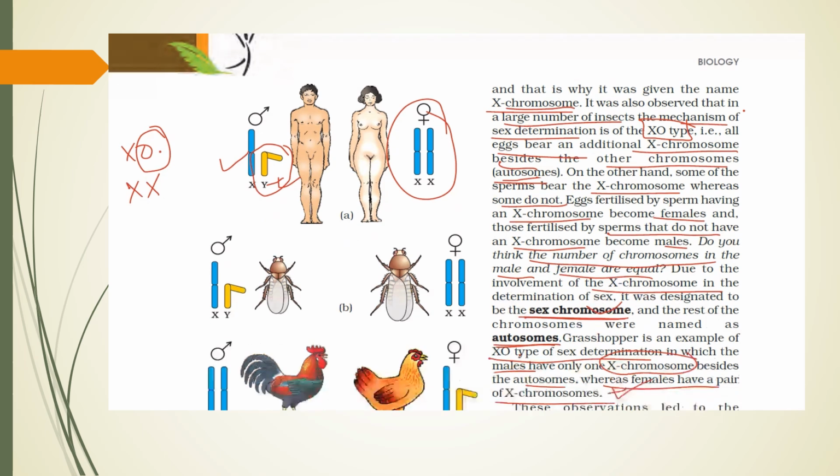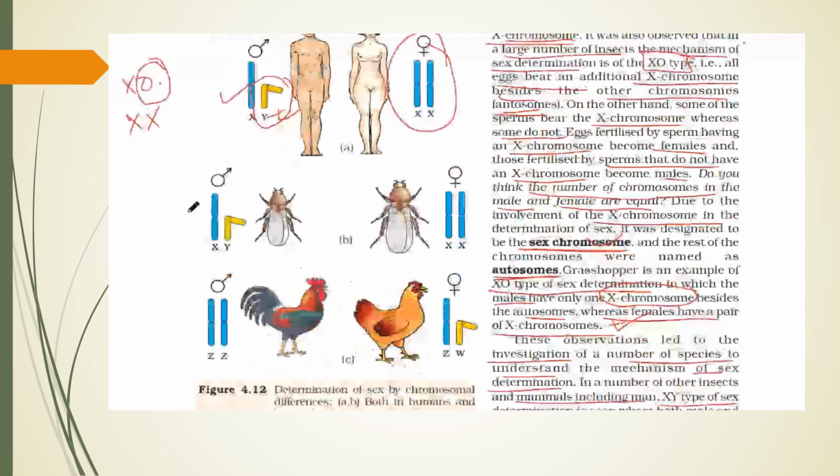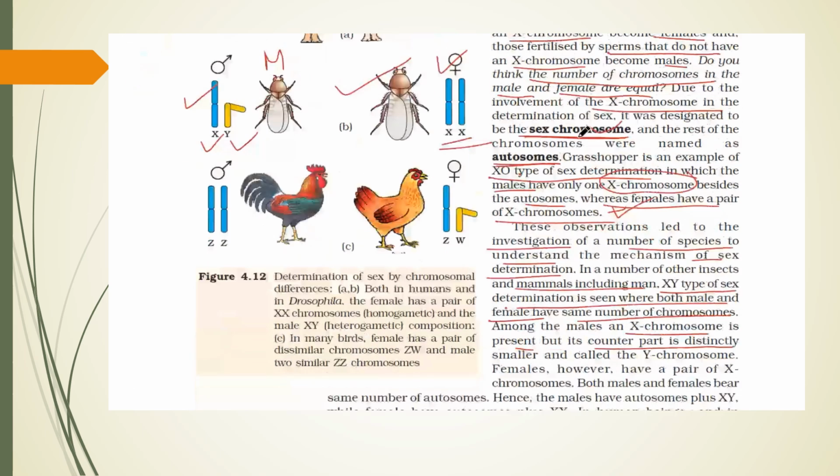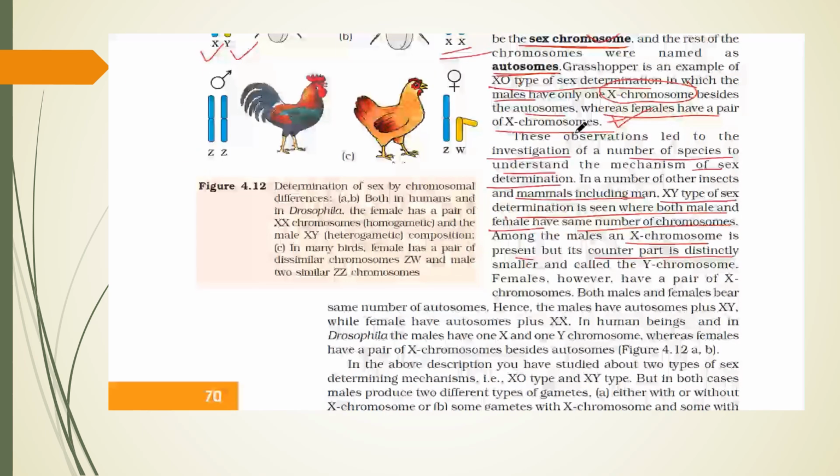The same thing happens here in Drosophila. In Drosophila, one is X, another is Y, it is male, and in female, both are X only. Is it clear to you? Now we will move on to other further investigations.